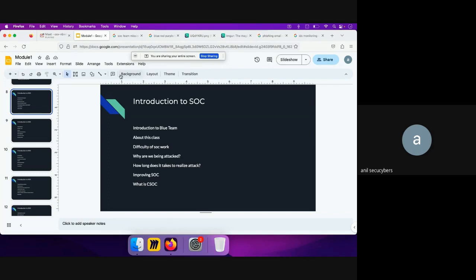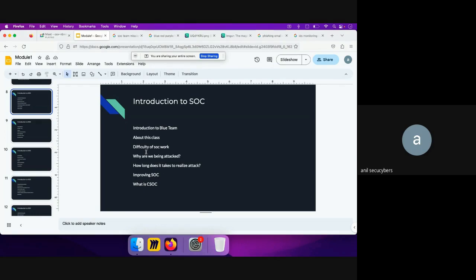Okay, so now moving forward with the next slide. We have covered the introduction to the blue team, what we are going to discuss in class, what difficulties we face, the reason why we are being attacked, what trends we see right now, how long it takes to realize the attack, and how we can improve the SOC.